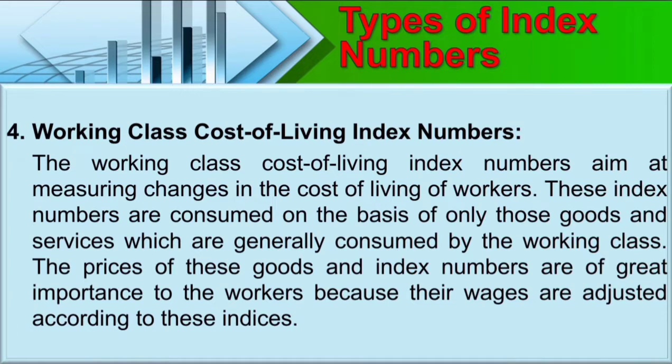Types of index numbers. Number 4. Working class cost of living index numbers. The working class cost of living index numbers aim at measuring changes in the cost of living of workers. These index numbers are constructed on the basis of only those goods and services which are generally consumed by the working class. The price of these goods and index numbers are of great importance to the workers because their wages are adjusted according to these indexes.